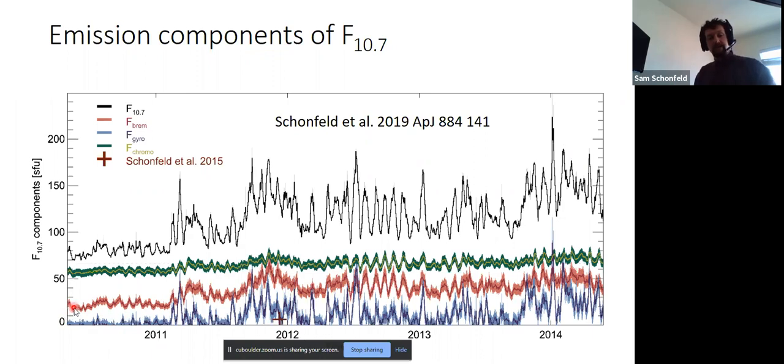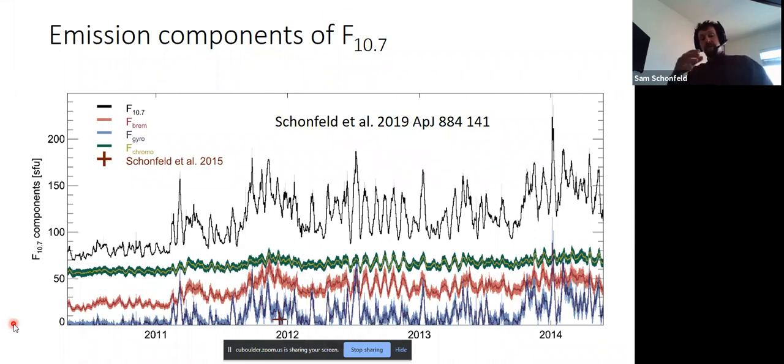And so you can see that of the coronal contribution, which is the bremsstrahlung and the gyroresonance, the bremsstrahlung contributes more of F10.7 most of the time. There are individual rotations where the gyroresonance dominates, and that's due to 1 or 2 large active regions producing gyroresonance emission on the sun.